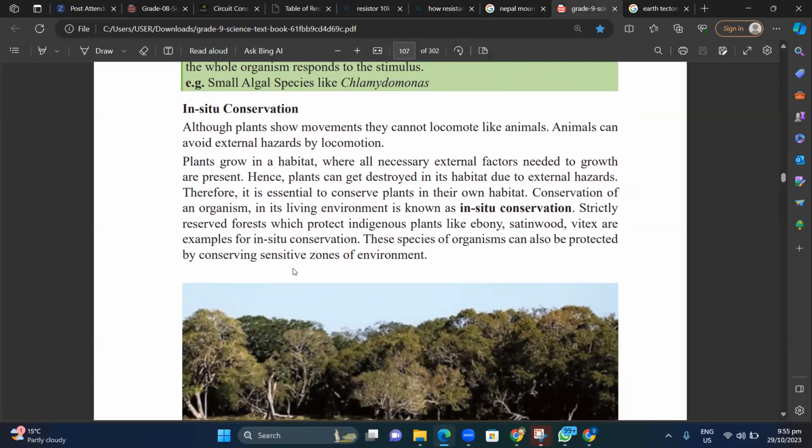Because they cannot, we need to do something called in situ conservation.